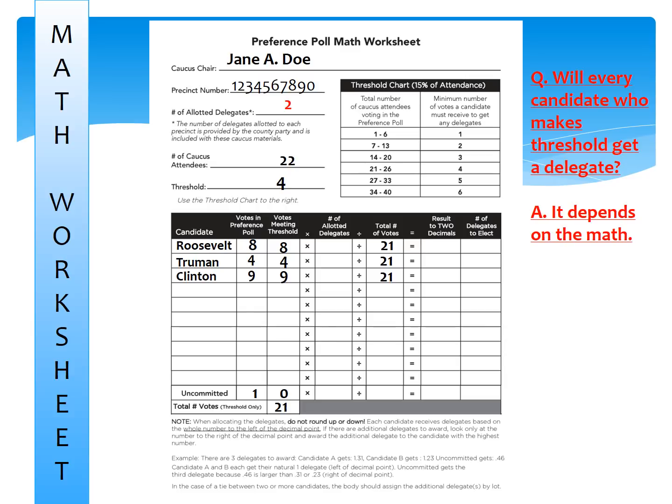First, we'll change the column of number of allotted delegates from 4 to 2 in our example. Now we'll do the math. For Roosevelt, 8 times 2 is 16, divided by 21 equals a result of 0.76. For Truman, 4 times 2 is 8, divided by 21 is 0.38. For Clinton, 9 times 2 is 18, divided by 21 gives you a result of 0.85. So no candidate has a whole number to the left of the decimal. So we look to the right of the decimal and see that Clinton and Roosevelt have the 2 largest numbers to the right of the decimal. So Roosevelt will get 1 delegate, Truman will get 0 delegates, and Clinton will get 1 delegate.